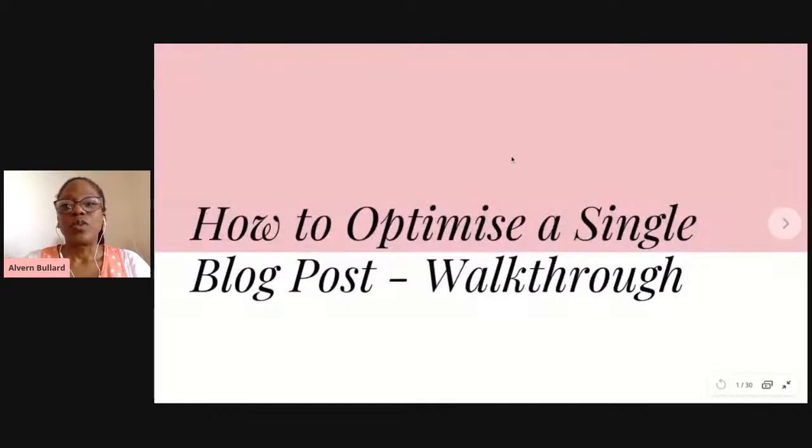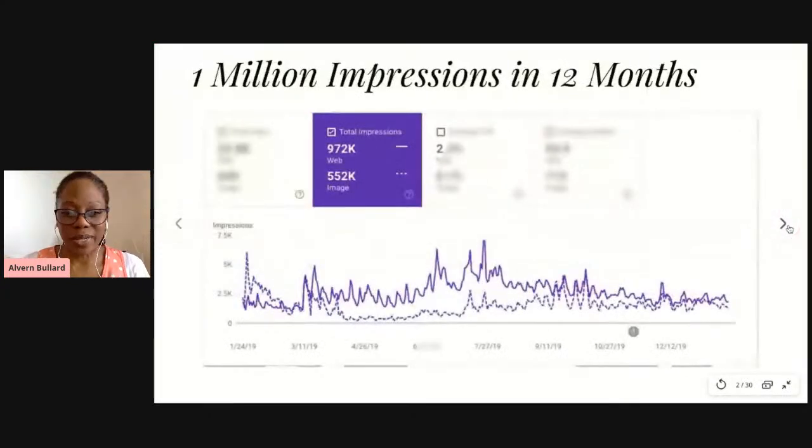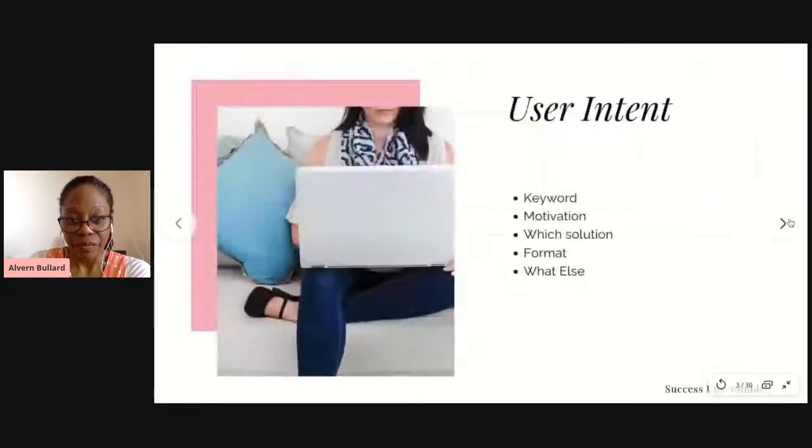Okay, so again, why are we doing this? Because in one of my blogs, I was able to get close to 1 million impressions in a 12-month period from web search and over 500,000 impressions from image search in 1 year alone.